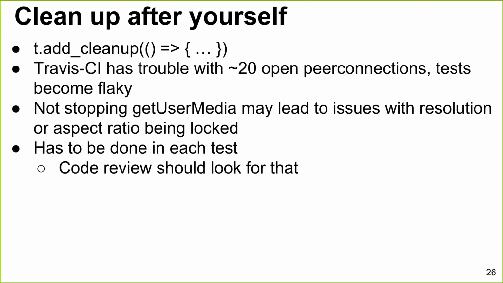Oh no, cleanup first. So Web Platform Tests has a function to add a cleanup, which is executed after the test is done, even if the test errors out with an assertion. And from what I've seen, Travis CI sometimes has trouble even with as little as 20 open peer connections in tests. Then tests become flaky, meaning they will be red. So cleaning up after the test is really important. This is on Firefox, yes? I've seen it on Firefox and Chrome.